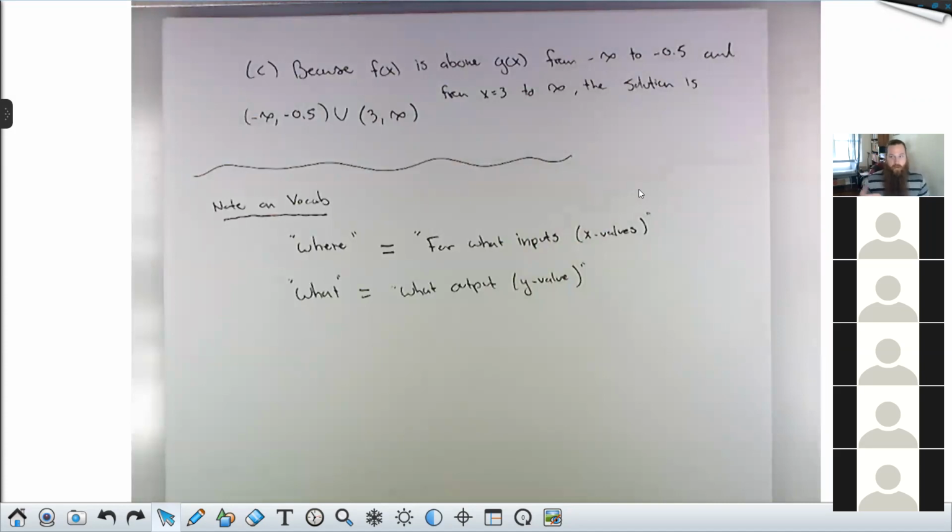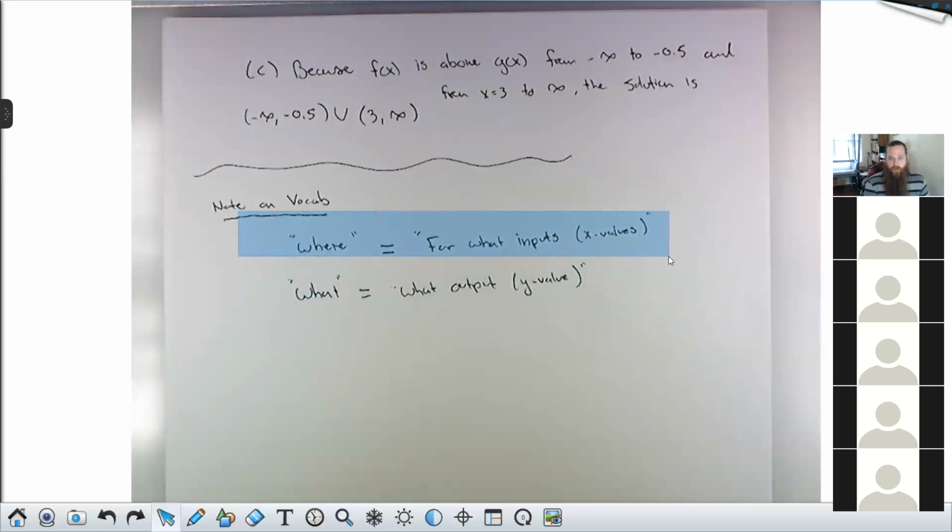And this applies to the inequalities. This applies to the increasing, decreasing. Where is f increasing? Always means for what x values is that function going uphill. If I ask you, what is the value of f at x equals 3? I'm asking what's the y value on the graph when x is equal to 3. So this kind of dichotomy here is a good one to have in your head, especially the first one.